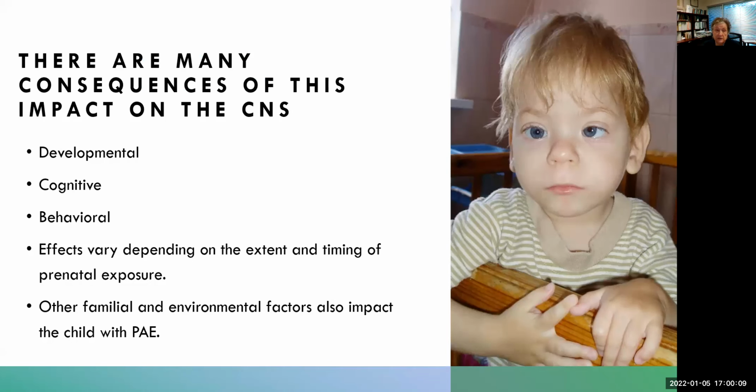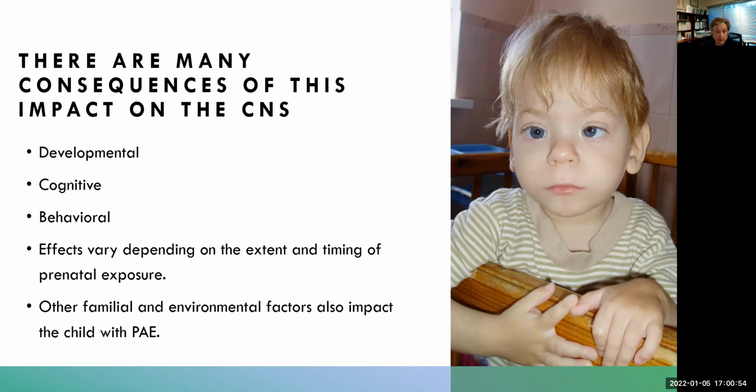There are many consequences of this impact on the central nervous system. Young children have developmental problems, and older children demonstrate problems with cognitive development that may be either global or specific. Behavioral consequences are also common. Effects on the brain and on the child's behavior and development will vary depending upon the extent and timing of prenatal exposure. We know that these can be very different. Exposure during the first trimester may have different effects than exposure during the third trimester or exposure that continues throughout pregnancy.